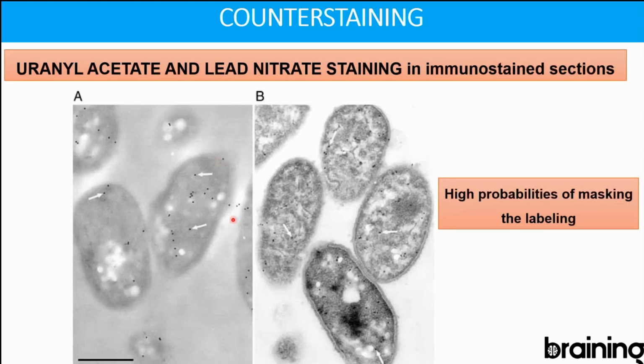But the counter staining is not very much used for immunostained sections, not for pre-embedding or post-embedding, because as you see here, A is without the counter staining, and B is with the counter staining, because there are high probabilities of masking your labeling. If you get more contrast with these metals, it's going to be, as you see here, more difficult to analyze or visualize your labeling. Even though here you can see some of them, there are high probabilities that you mask almost all your gold particles, for example.